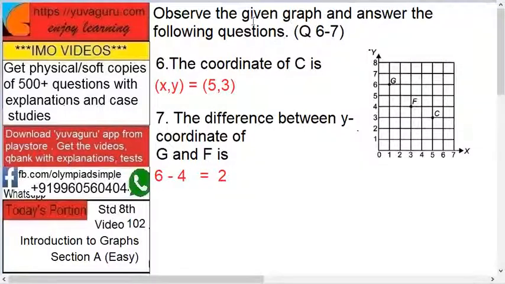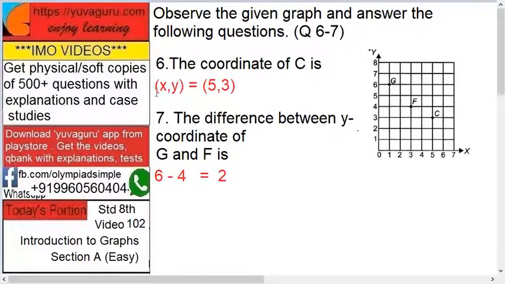Let's start. Observe the given graph and answer the following questions. Question number 6 and 7. The coordinates of C are, see this, where is C? This is C. Now coordinates are always written in x comma y format.